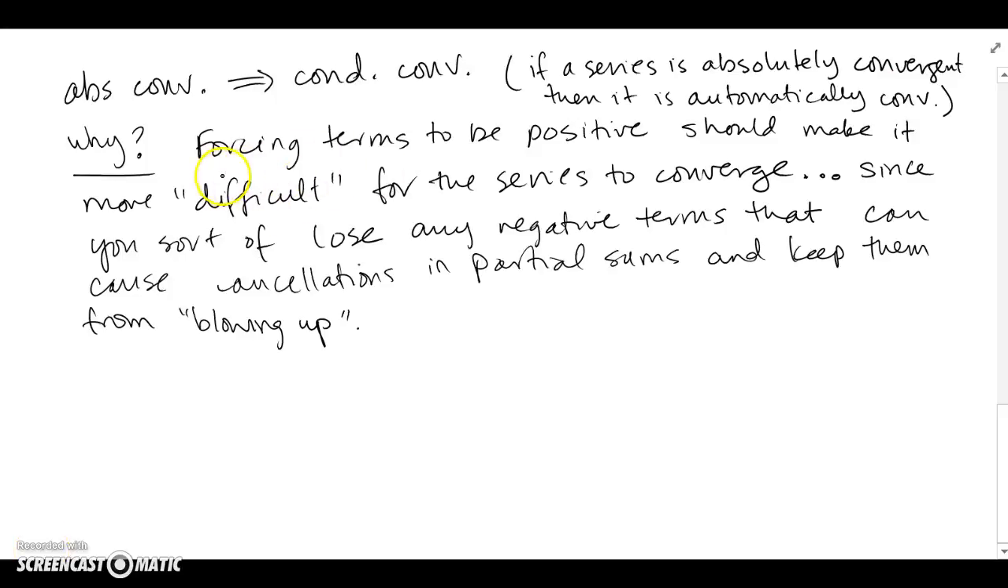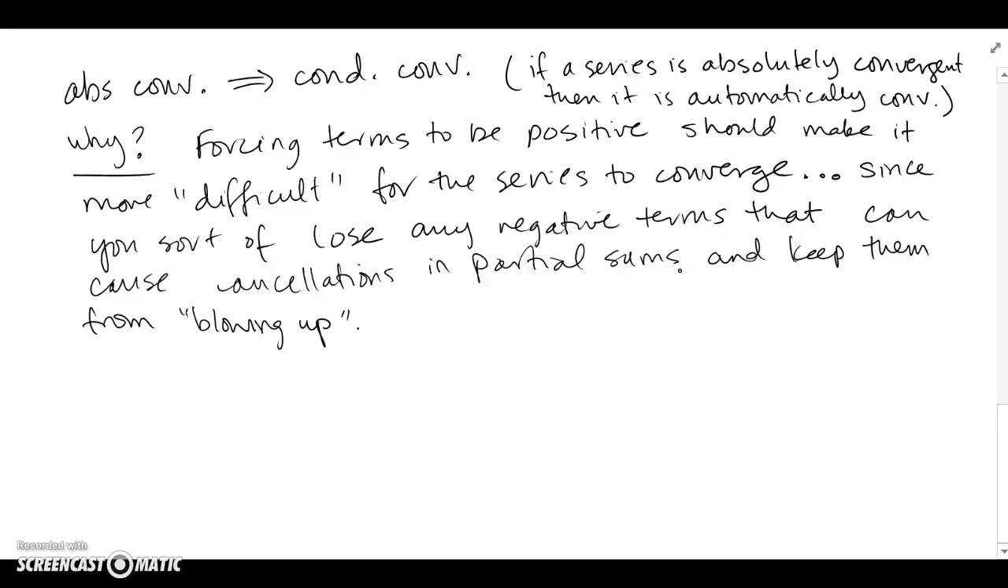So let's think about this. When you force the terms of a series to be positive, in a sense it makes it more difficult for the series to converge, because if you have both positive and negative terms in a series, that may help you out because things can cancel. When you force everything to be positive, you lose any negative terms that you would have had in that series, and that prevents any cancellation that may occur, and the partial sums could keep getting bigger and bigger and blowing up because you don't have any negative terms anymore. You forced everything to be positive.